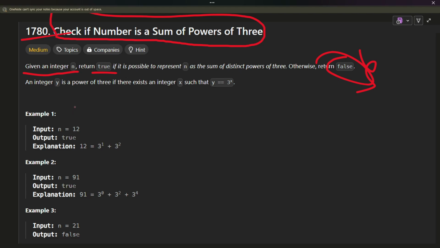Okay, so let's see examples and try to understand the problem. Here we have n equal to 12. The output is true. Why? Because 12 can be represented as 3 raised to power 1 and 3 raised to power 2. 3 raised to power 2 is 9, and 3 raised to power 1 is 3. If we sum these two, the answer is 12. So in that way, it can be represented.